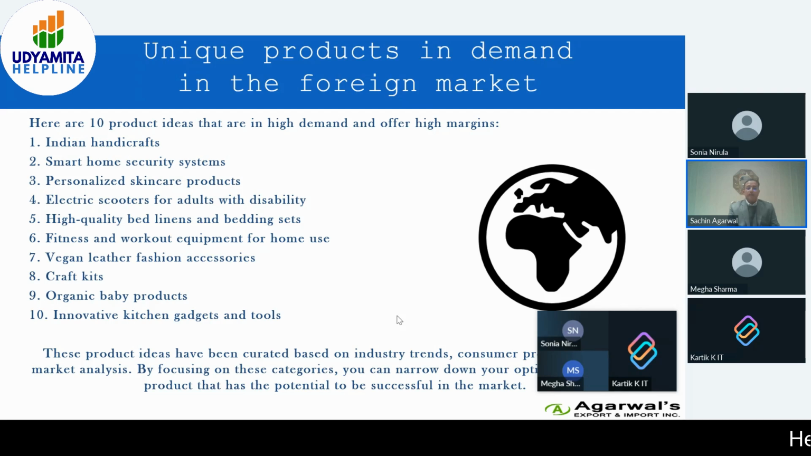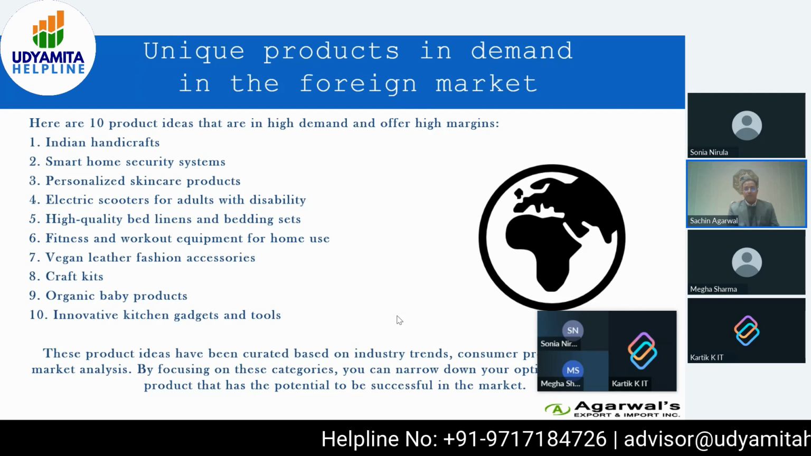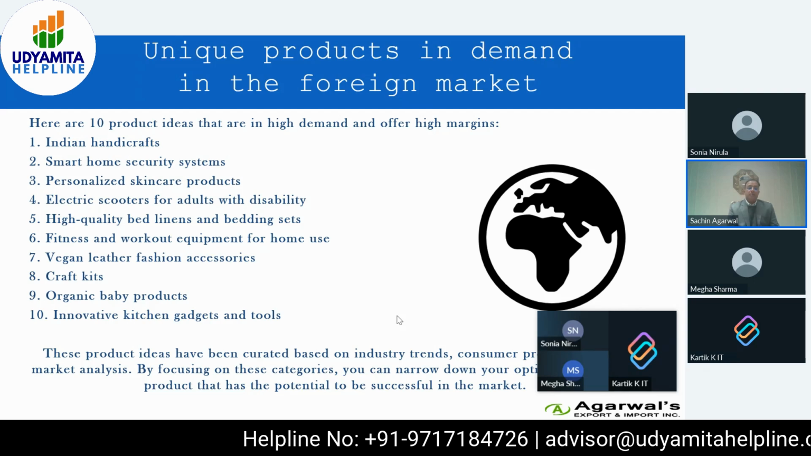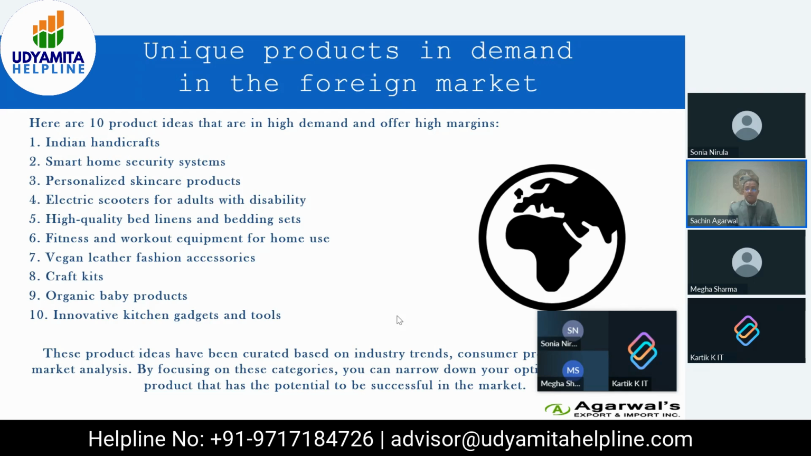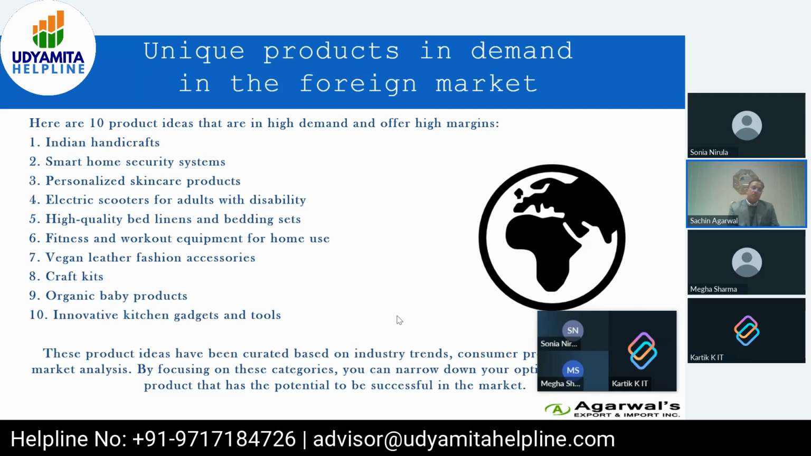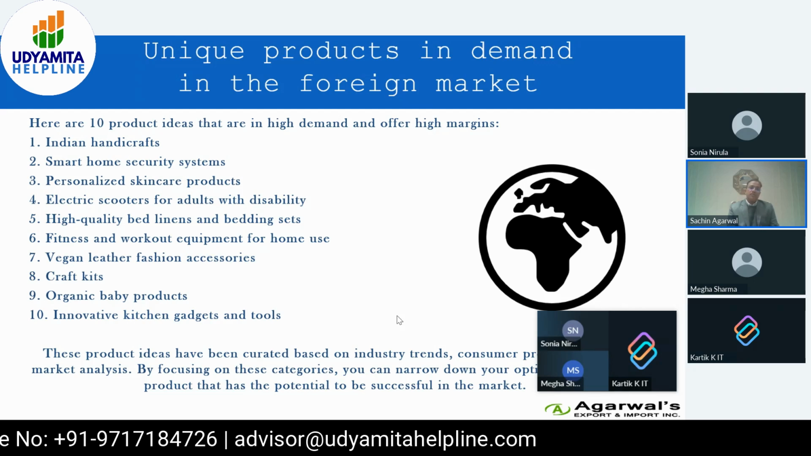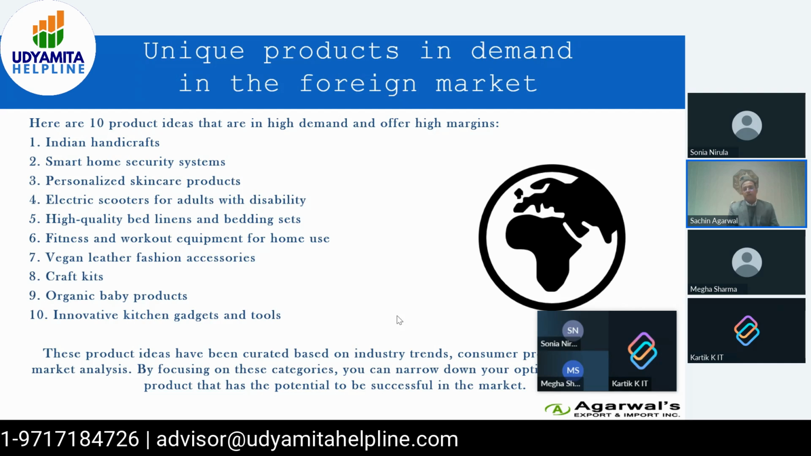High quality bed linen and bedding sets made of cotton, organic cotton, and other materials are available in India. Now, the fitness and workout equipment for home use is also available. Vegan leather: let me remind you of the vegan leather fashion accessories. The craft kits: there are many overseas markets which are buying craft kits made in India and selling them at a very high price.